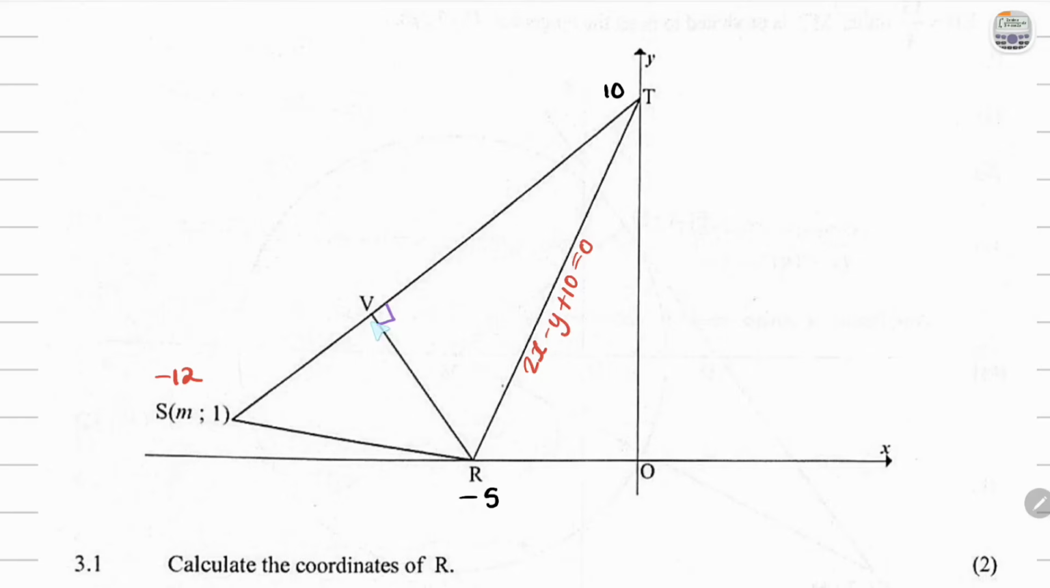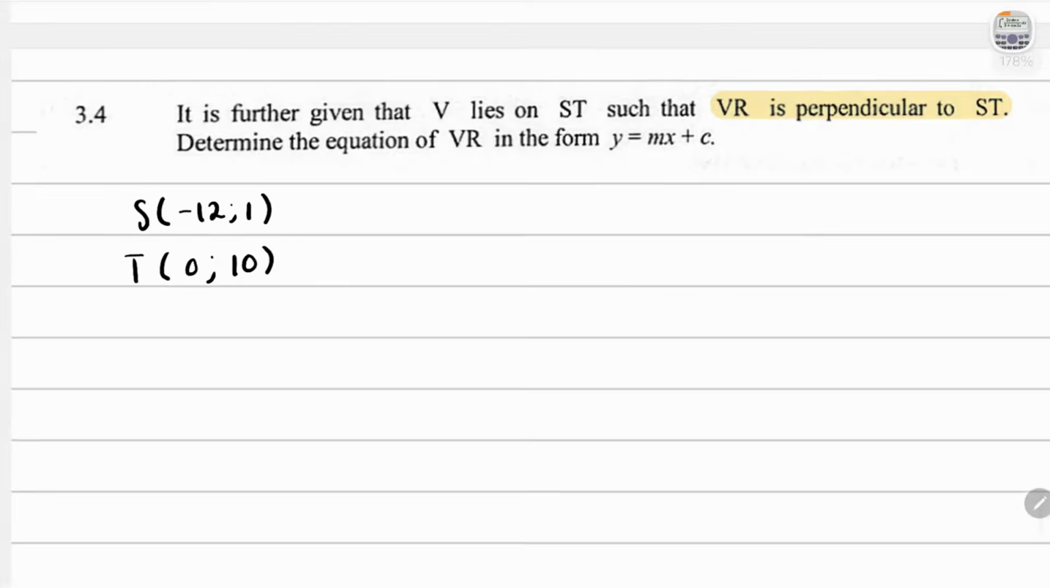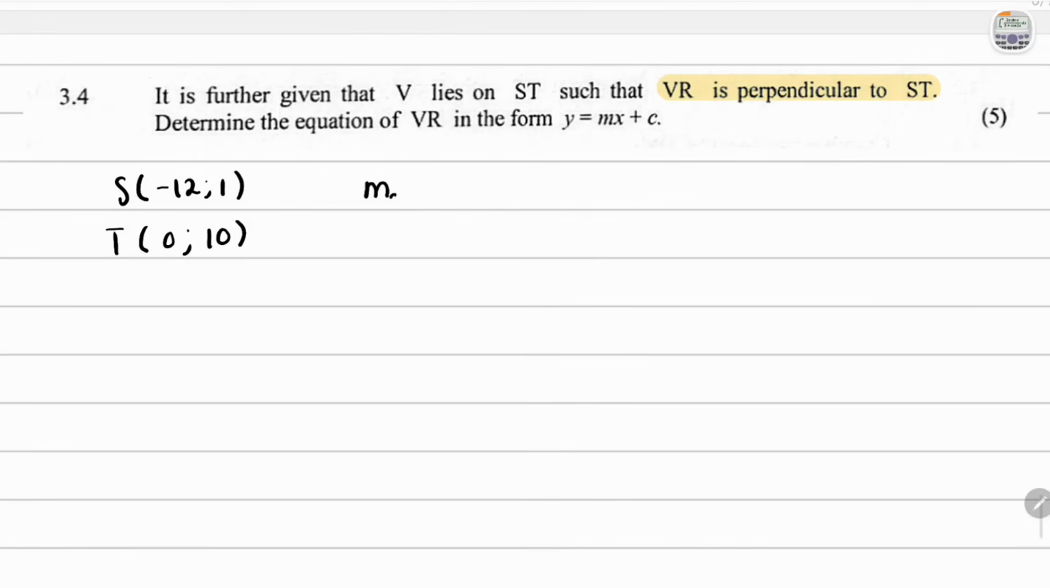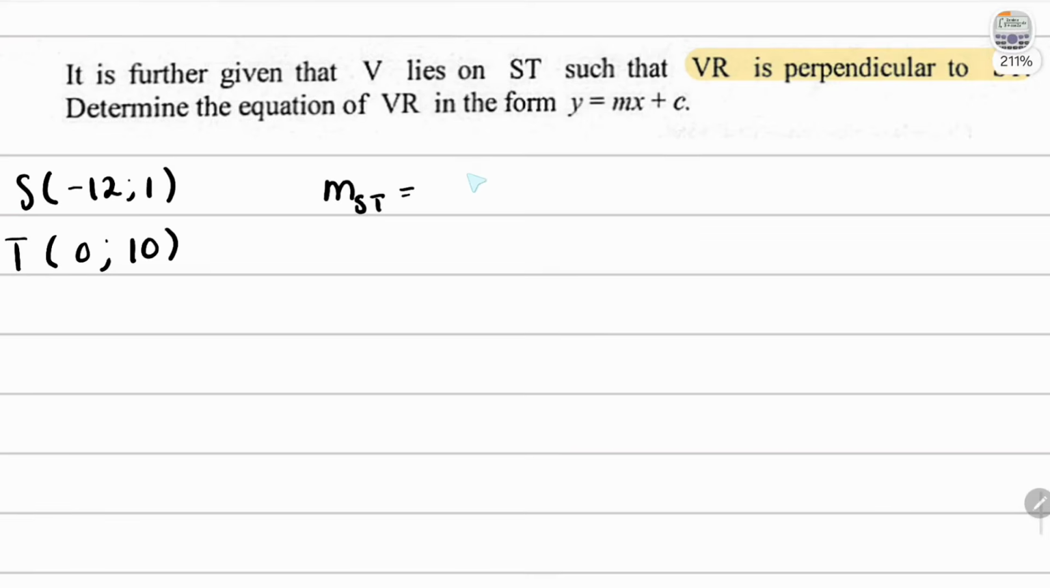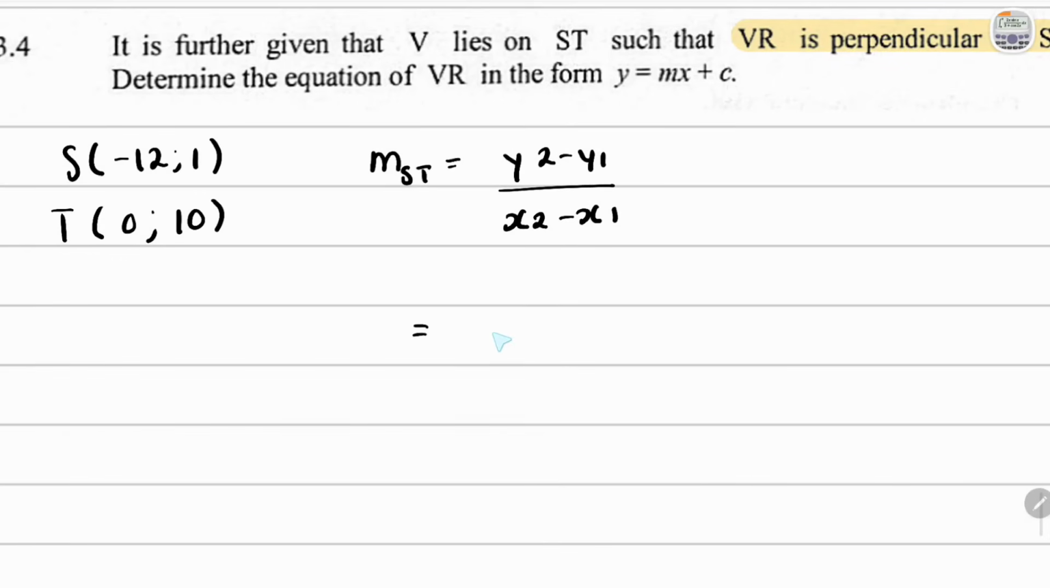Okay, so to find the gradient of VR, we have to focus on the gradient of ST, which you can clearly see we have 2 points on. So let's go ahead and use that. We're going to use S, which is (-12, 1), and T, which is (0, 10). So the gradient of ST, first of all, we're going to just have to write the formula since we don't really have it down before. So subtract like that, and then we can just say top minus bottom. So that's going to be 1 minus 10 over -12 minus 0.